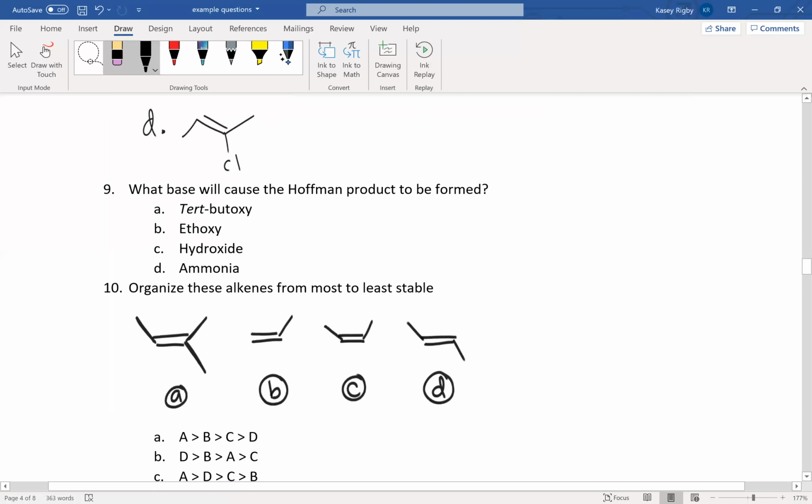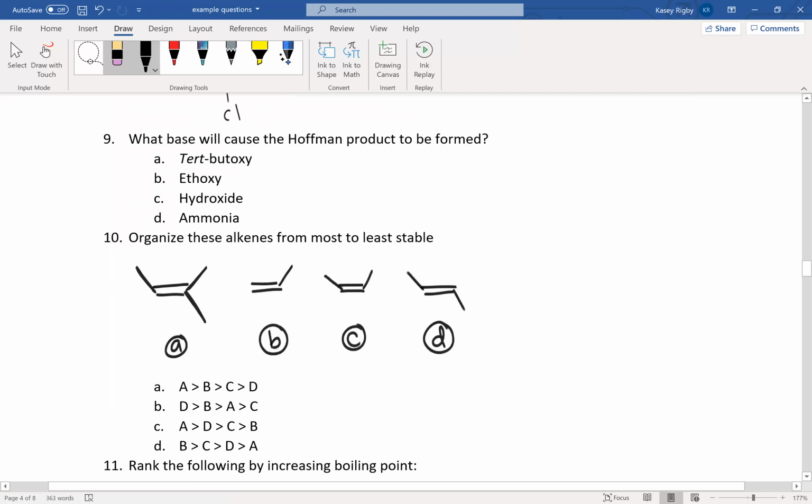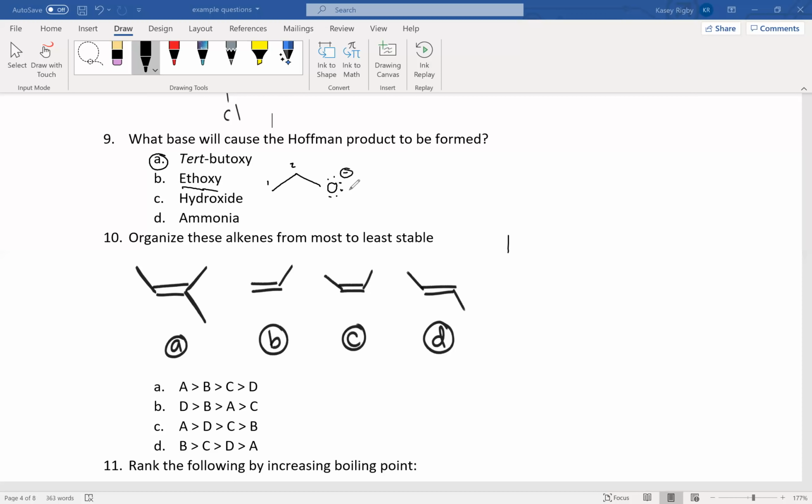Okay. So what base will cause the Hoffman product to be formed? This one is tricky, obviously, because instead of drawing out the actual bases, I wrote out the names. So this forces you to understand what all these words mean. But like I've been drilling into you this whole time, tert-butoxy is a bulky base that likes the Hoffman product. Ethoxy would be an ethyl group attached to an oxygen. So ethyl is the two carbons. Oxy is the O negative. Hydroxide is just OH negative. And then ammonia is NH3. All of these are good bases.